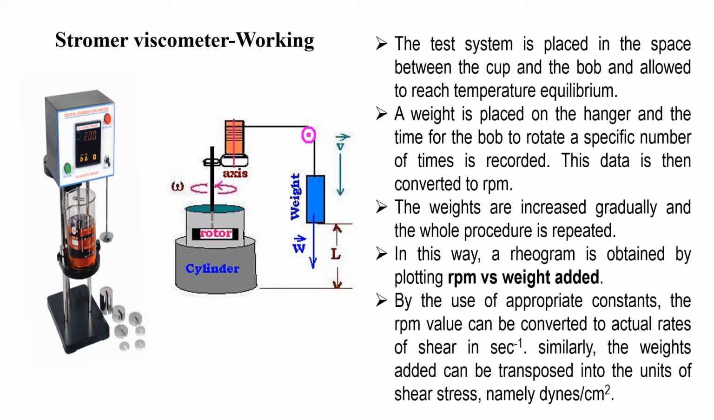So by relating all these parameters, a rheogram is plotted. Rheogram is nothing but a graph that is plotted between the weight added on your x-axis and RPM on your y-axis. Nothing but the shear stress on the x-axis and the rate of shear on the y-axis. So this is how we can actually get the rate of shear and the shear stress from this kind of instrument.